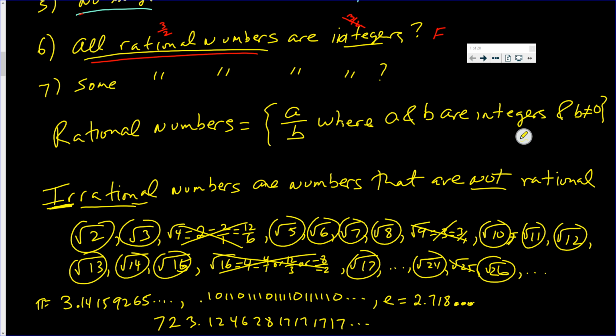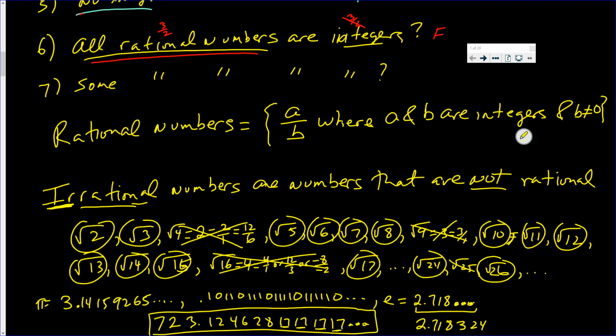Compare that to 723.124628171717 where the 17 repeats. This is a repeating decimal. You can write this as the division of two integers. These 3 dots are telling you that the 17 keeps repeating. Here, nothing repeats forever. For example, e might be 2.718324, and then 718, maybe 324 again. But that won't repeat. Next will be 38912.